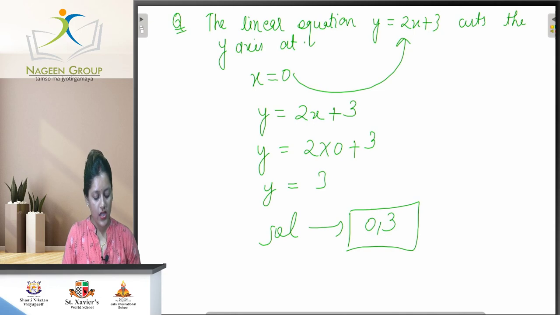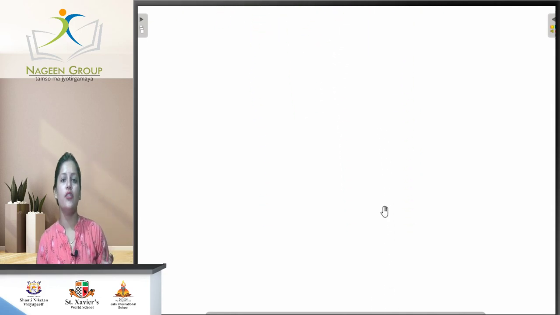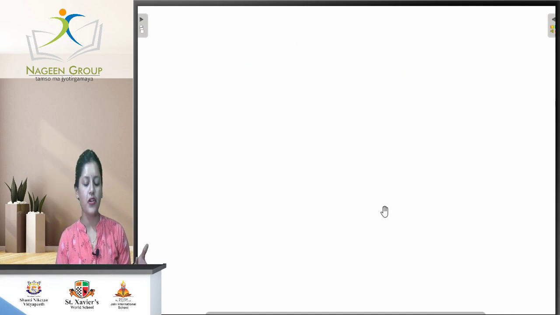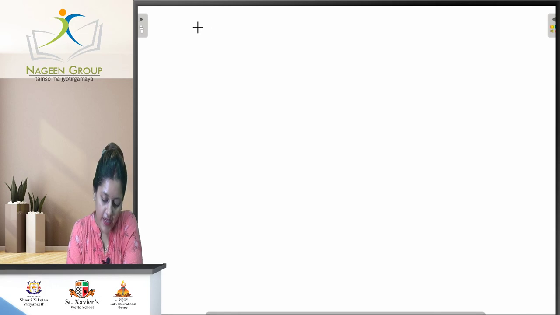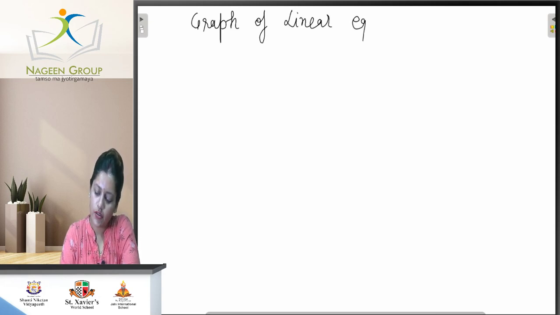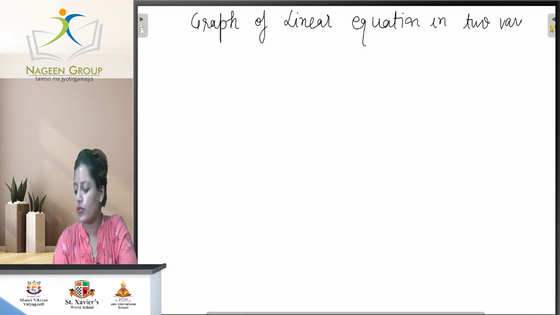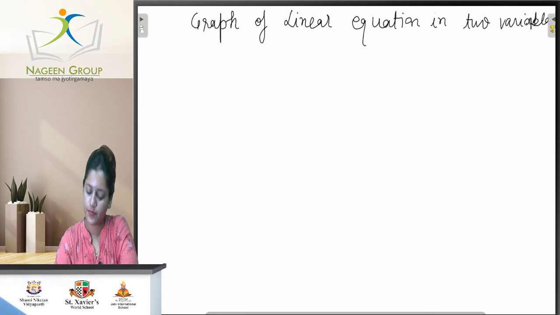Understand? Now this is our last topic, in which we are going to read about how to graph a linear equation in two variables. So the heading is: graph of a linear equation in two variables.